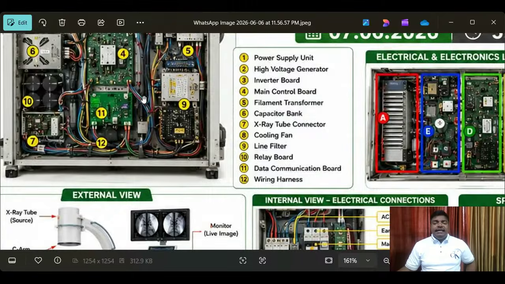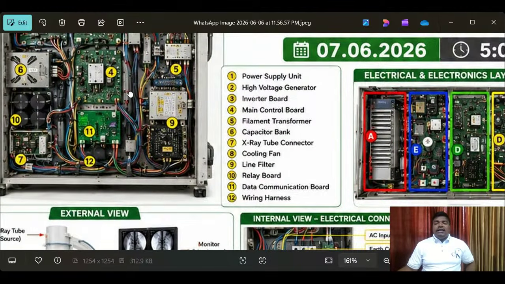Next, line filter. See here, line filter. Next, relay board and data communication board and wiring harness. These are all wiring. See here, these are the wiring harnesses that will be there. Okay, so that's why I try to show you all things. That is the reason I came back here in this way. Okay, I hope you got it very clearly.